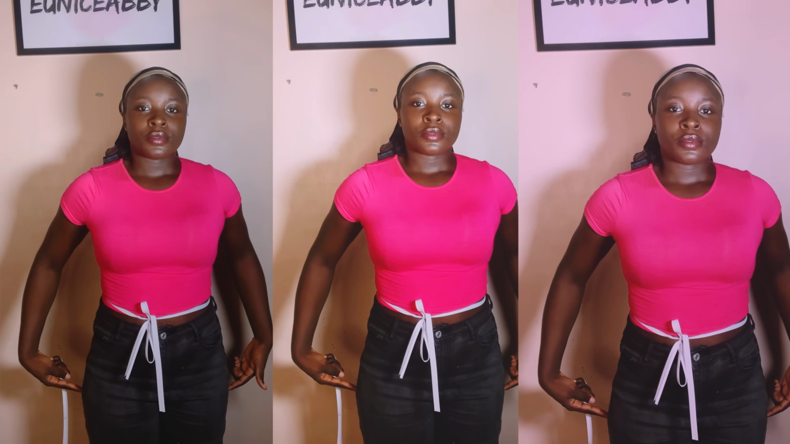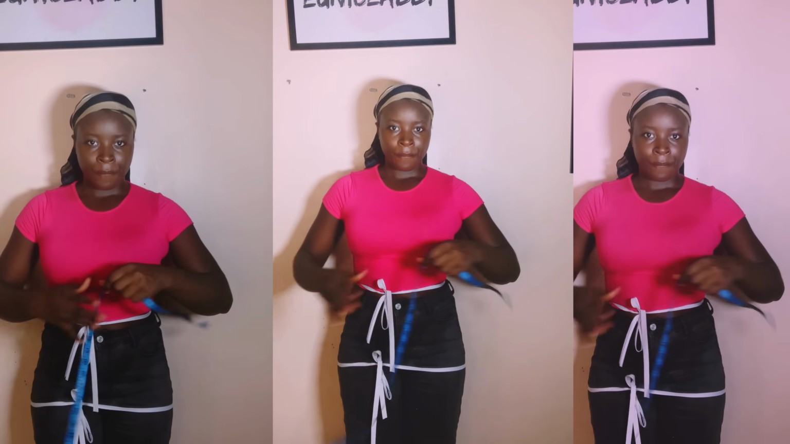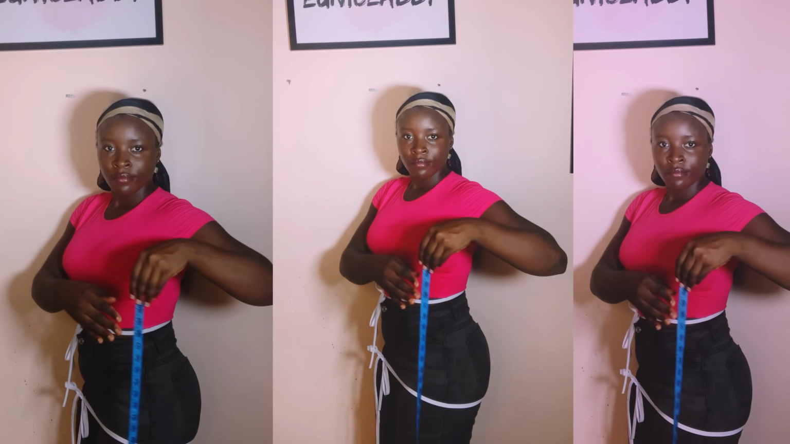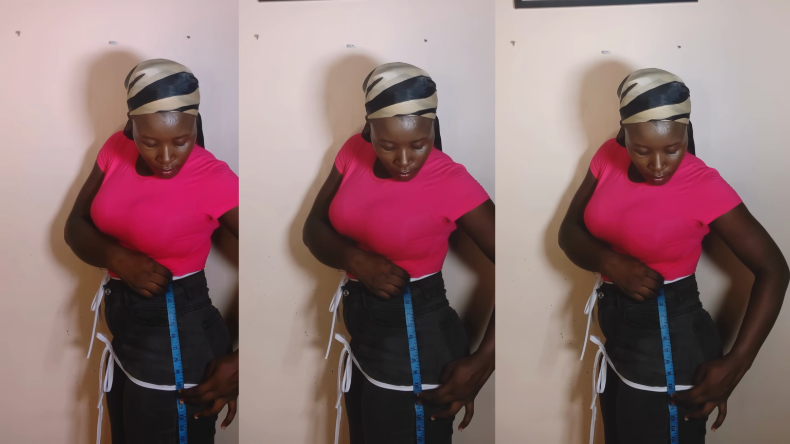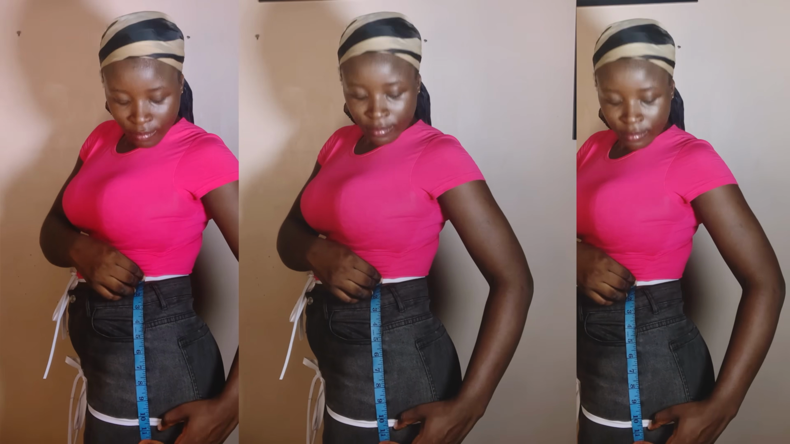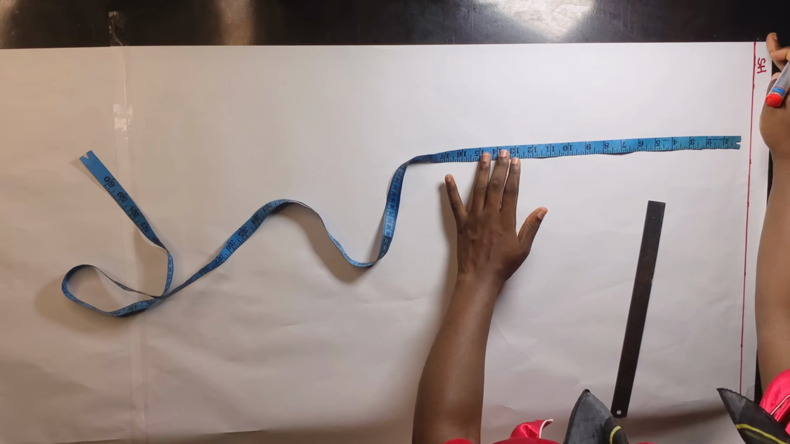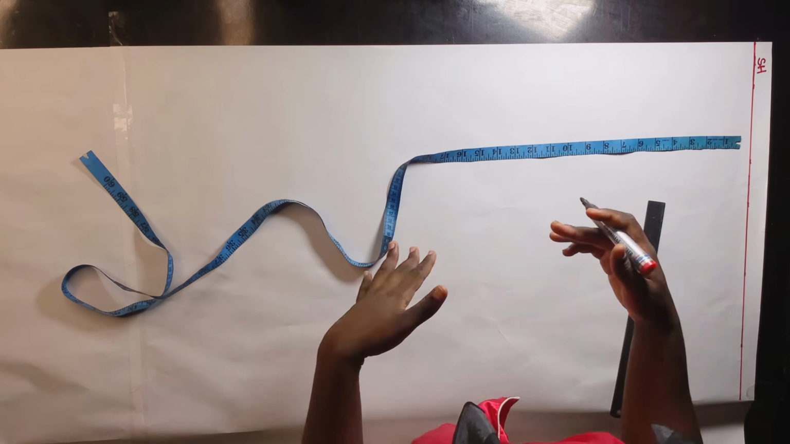The next measurement is the hip point. So I'm going to tie a rope on the widest part of my hip. So your hip point is from your waist to the widest part of your hip. So I'm going to measure from my waist to the widest part of my hip, and what I have is 10 inches.